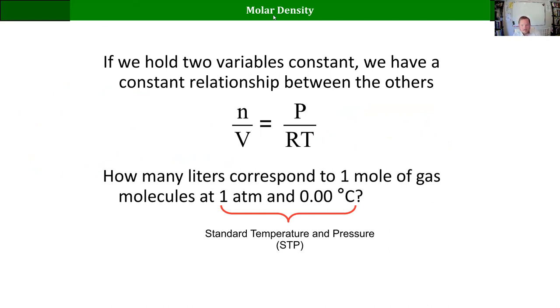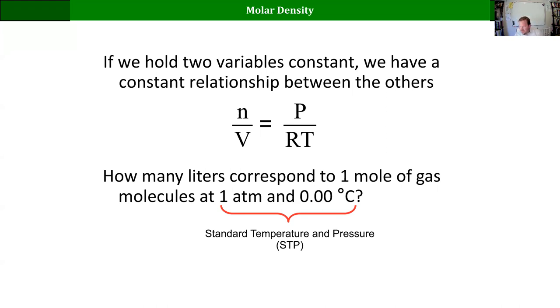This is a sort of shorthand way of doing PV equals nRT to get to moles. And so it's what's referred to as molar density. And molar density is basically saying what volume do I need to get one mole?